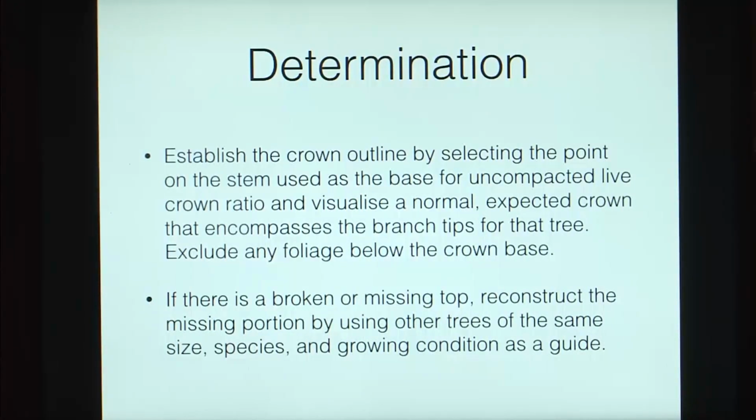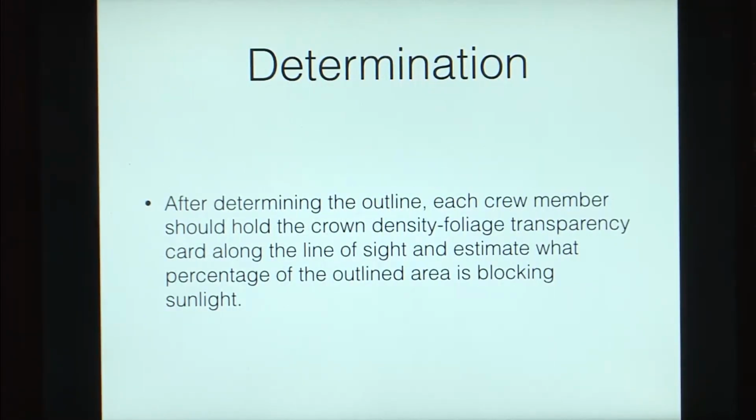If there is a broken or missing top, reconstruct the missing portion by using other trees of the same size, species and growing conditions as a guide. So, even if some parts are broken or missing, we are going to reconstruct them. First we figured out where the base would lie and then we reconstruct the whole of the top. Next, after determining the outline, each crew member, so basically this activity will be done by more than one person, should hold the crown density foliage transparency card along the line of sight and estimate what percentage of the outline area is blocking the sunlight.